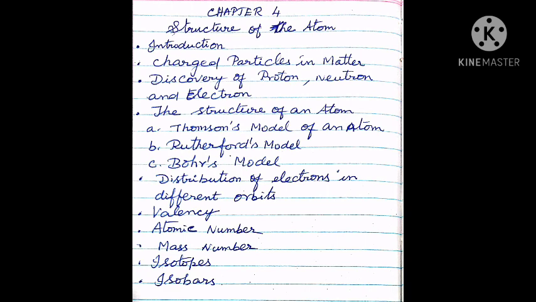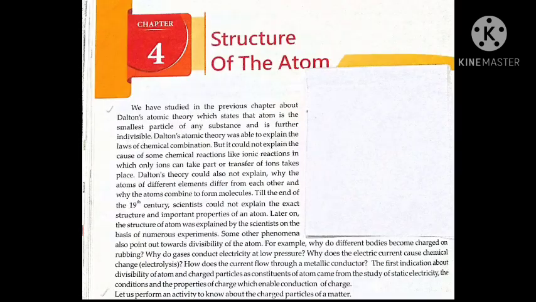Structure of an atom, 3 proposed models of an atom: J.J. Thomson's model, Rutherford's model and Niels Bohr's model. How are electrons distributed in various shells? Valency, atomic number, mass number, isotopes and isobars.